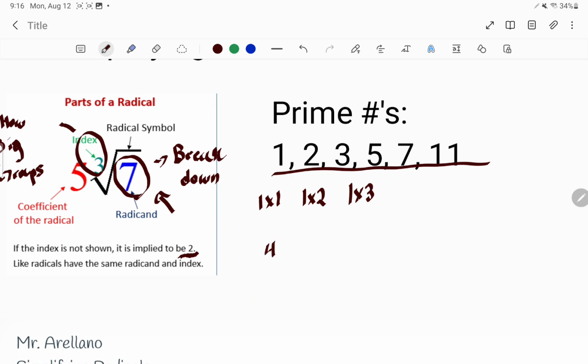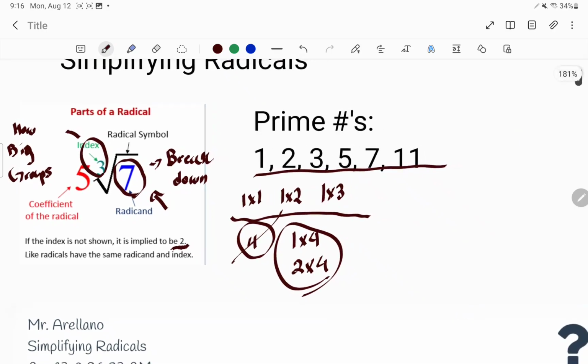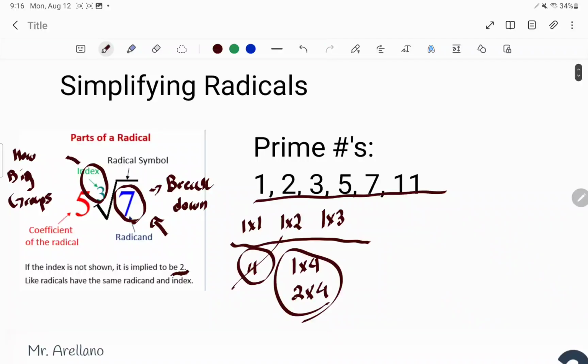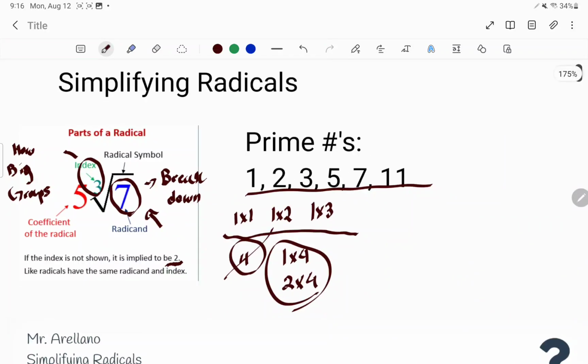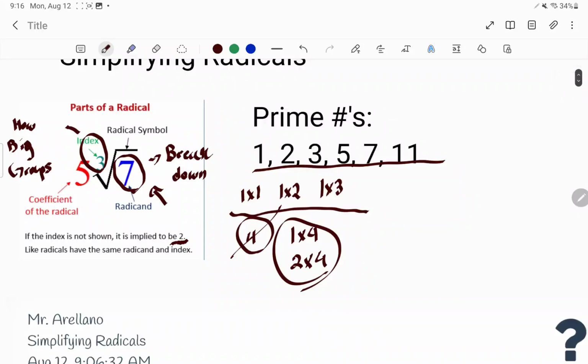Now, 4 is not a prime number. The reason is because we can do 1 times 4 and 2 times 2. It has two options to get that number. A prime number is a number that the only way that you can get is by multiplying by 1. I'm going to leave the prime numbers. I would copy them because those are most likely the prime numbers you're going to be using for most of the class. So 1, 2, 3, 5, 7, and 11. Just memorize those and you should be good.